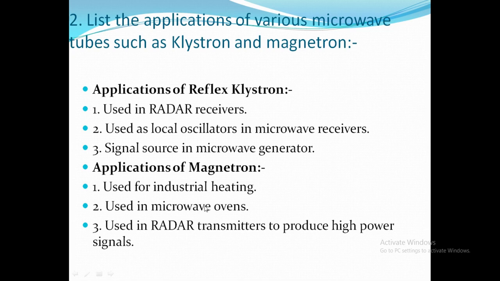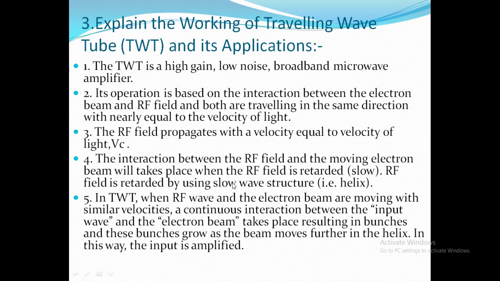And coming to the applications of magnetron, it is used for industrial heating, used in microwave ovens, and used in radar transmitters to produce high power signals. So these are the applications of reflex klystrons, and these are the applications of magnetrons.